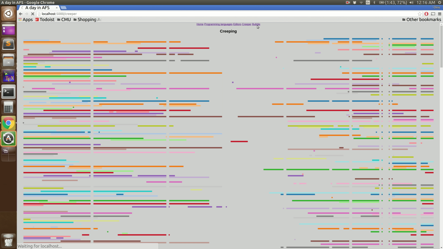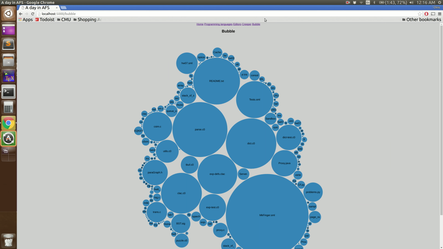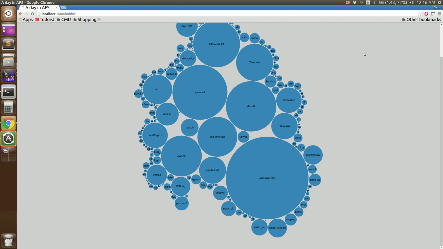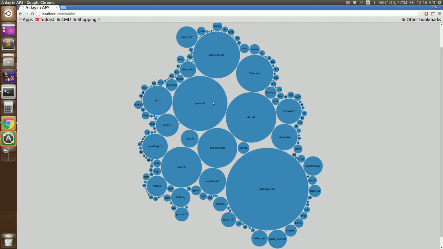These are real-life people. And then lastly, I made a bubble graph that shows common file names that people are editing in their editors. You can see a lot of people editing readme.txt, dict.c0, parse.c0, makefinger.sml. Some of the smaller ones are more interesting because fewer people are obviously working on them. This gets a little bit creepy, but it's still interesting to see some of the larger names, like what people are working on mostly in this period of time.